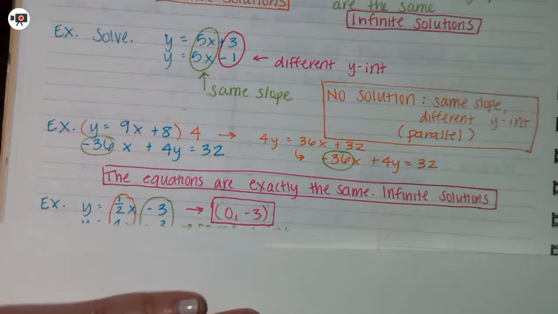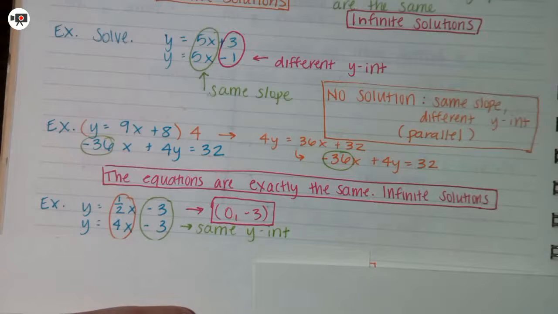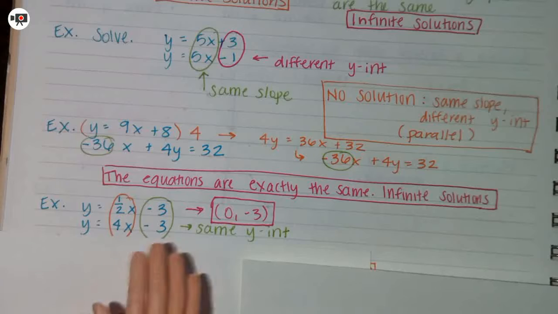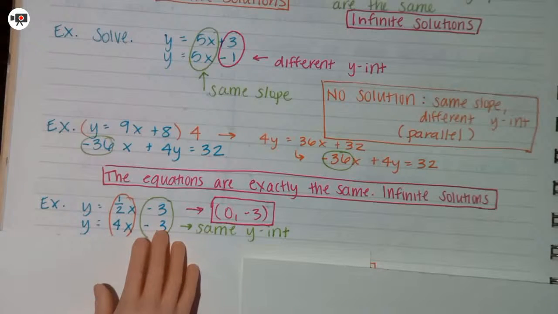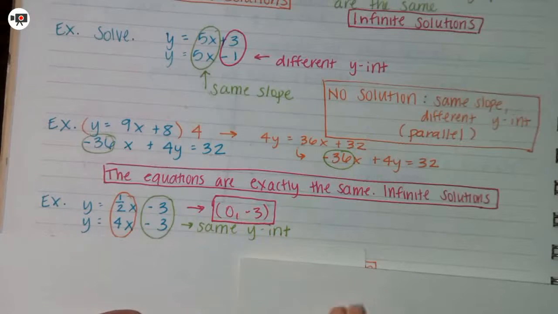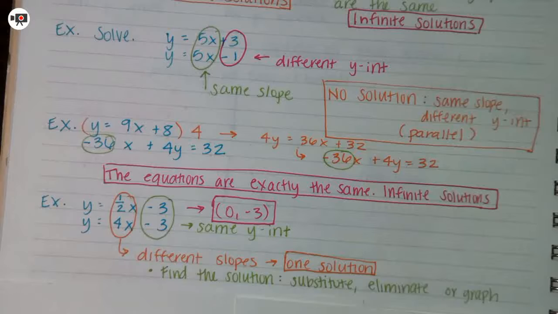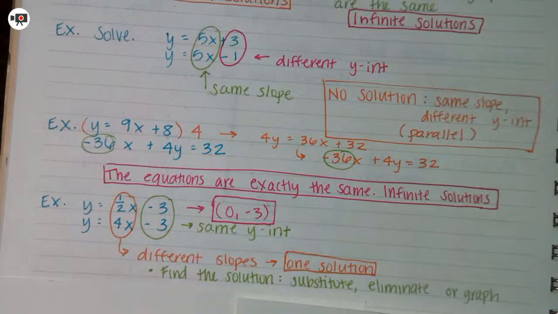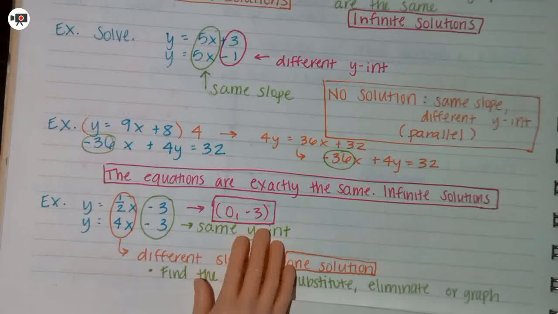Here's another example. If I have y equals 1/2 x minus 3 and y equals 4x minus 3, I can see that they have different slopes. Different slopes tell me that they are going to have one solution. I also see that they have the same y-intercept, so they are going to intersect at that point. You could substitute one of these into the other, you could solve by elimination, or you could graph it. But you will get your solution is (0, negative 3).